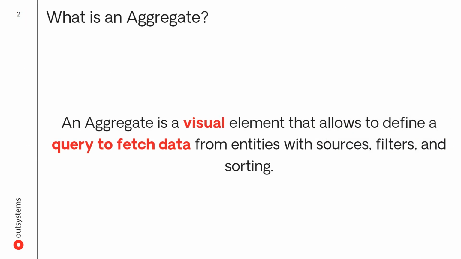So what is an aggregate? An aggregate is a visual element of the OutSystems language that allows you to query data from entities. Within an aggregate, you can define the source entities, filter data according to some criteria, or sort the data as needed.